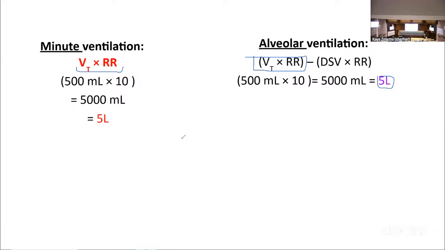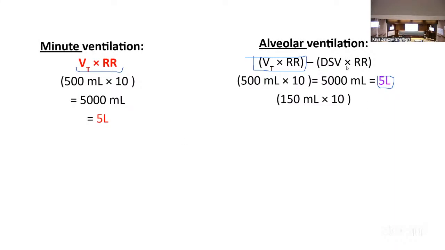So we start subtracting. Then we have to calculate how much of this was dead space volume per minute. So we got our value of 150 milliliters, okay? Multiply it by those number of breaths again. So we got 1.5 liters here of air was dead space volume. And now we can just subtract, right? So 5 liters for that minute ventilation minus this dead space times our respiratory rate, 1.5. And we get to our 3.5 liters here.